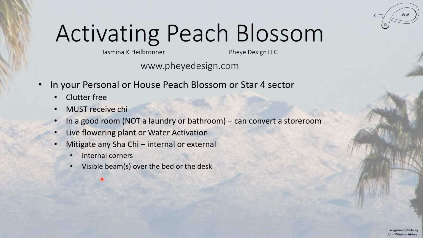You also want to be sure you don't have any visible beams over your bed or your desk where you're doing your work. And this is true for anything. Visible beams are things you can truly see. You will have beams because you have a roof. You will have beams over your bed, but they'll be above your drywall or the gypsum wallboard. And as long as you can't see them, it's fine. That's the way it works in Feng Shui. Again and again, this is the way it works.